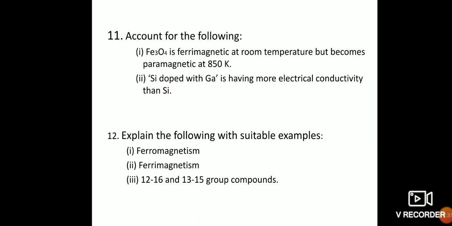Examples of 13-15 compounds are indium antimonide, aluminum phosphide, gallium arsenide. And examples of 12-16 compounds are zinc sulfide, cadmium sulfide, cadmium selenide, etc.